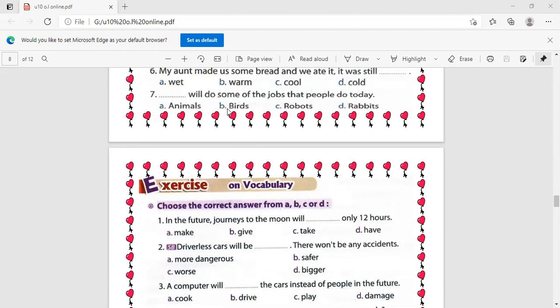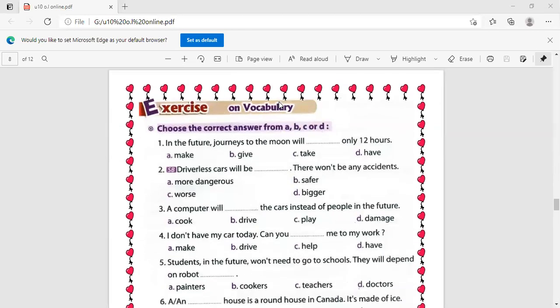What will do some of the jobs that we do today? Robots. Robots, excellent. Thank you, my dear student. Okay.